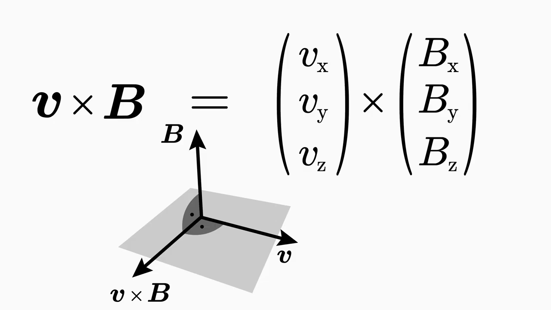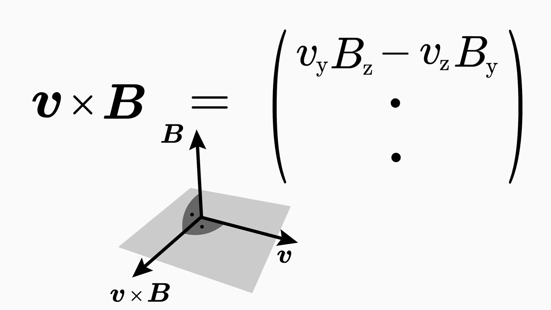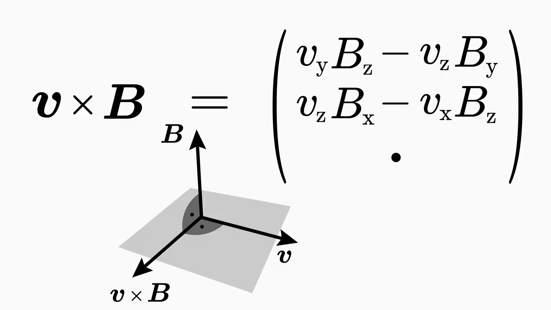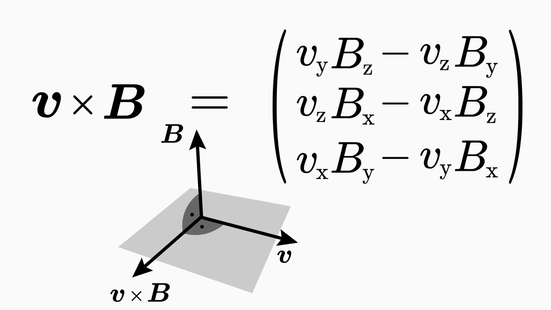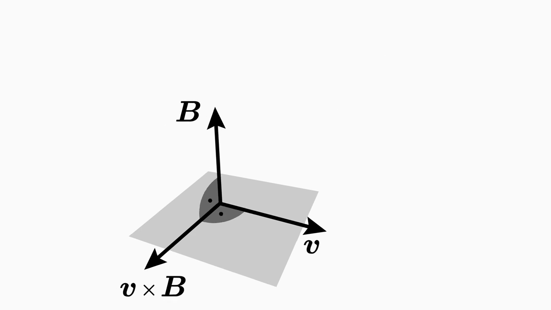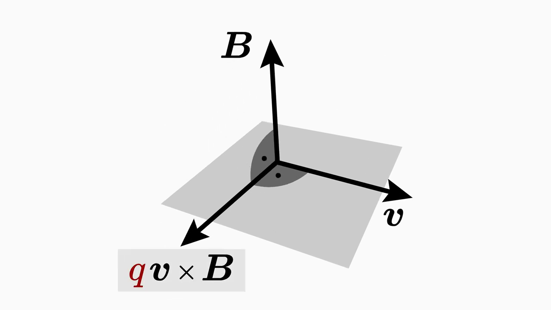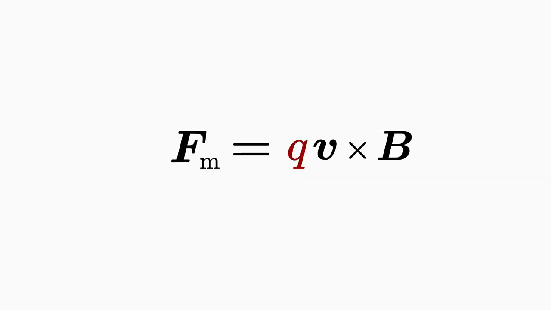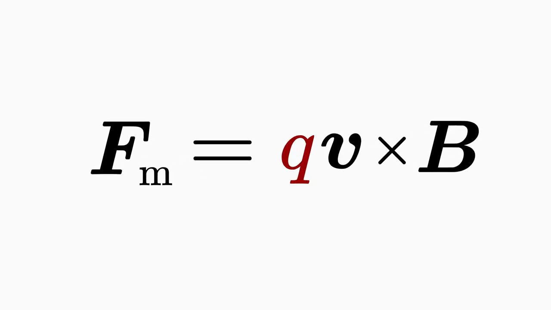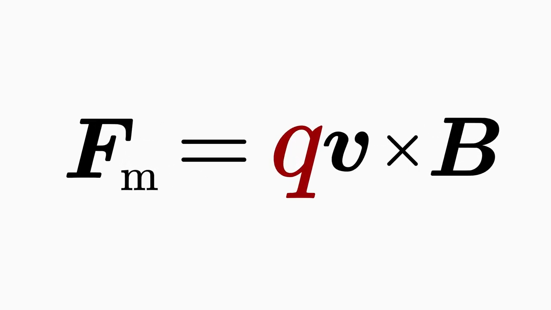The first component is VY BZ minus VZ BY. The second component is VZ BX minus VX BZ. And the third component of the cross product is VX BY minus VY BX. For the force to be always orthogonal to v and B, we take the cross product of v and B in our equation. So in vector form, the magnetic force is generally given by Q times v cross B. The charge is an ordinary scalar factor.